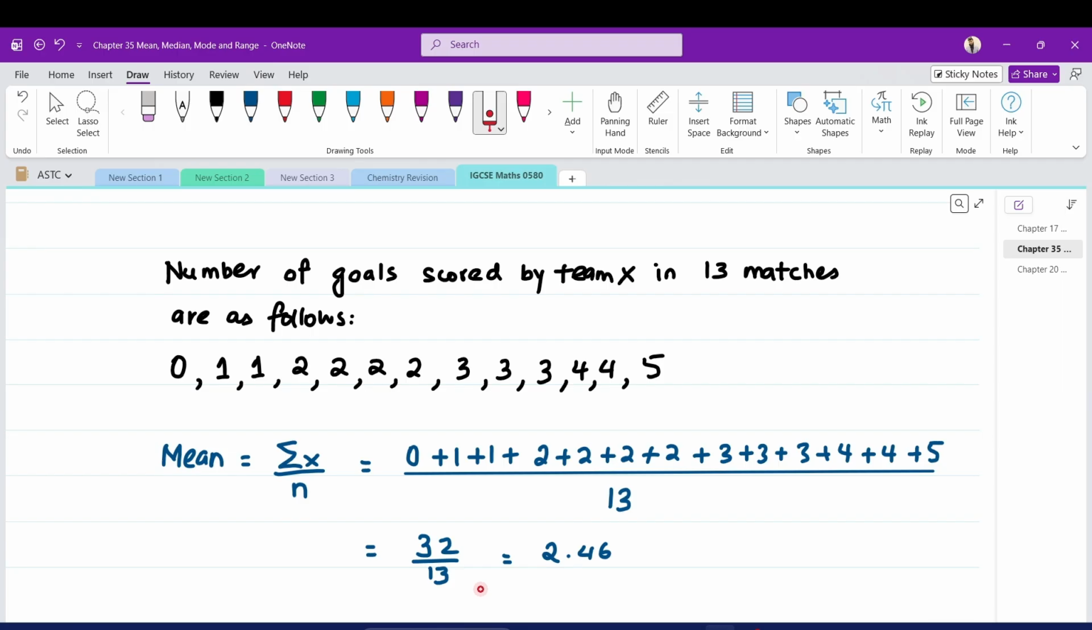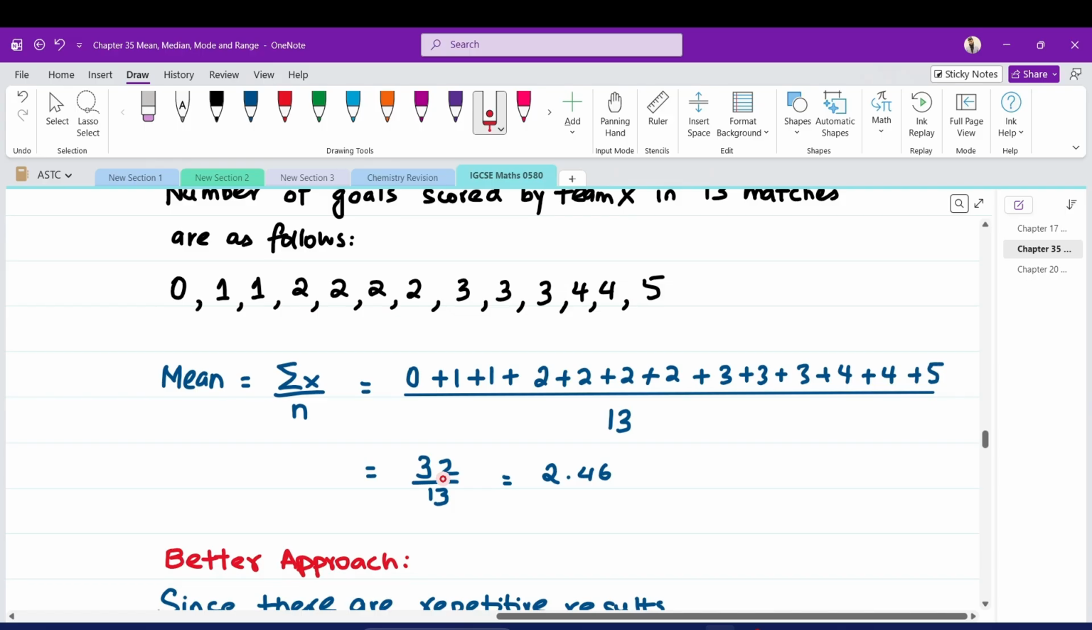But you can notice one thing, that in this particular data set, there are certain values which are repeating more than once. You can see that 1 is repeating twice, 2 is repeating 4 times, then you have 3 which is repeating 3 times, and 4 which is repeating 2 times. When you have this type of data where there are a lot of similar values, there is a better and more concise way of representing the data as well as calculating the mean. So let's see what that better approach is.